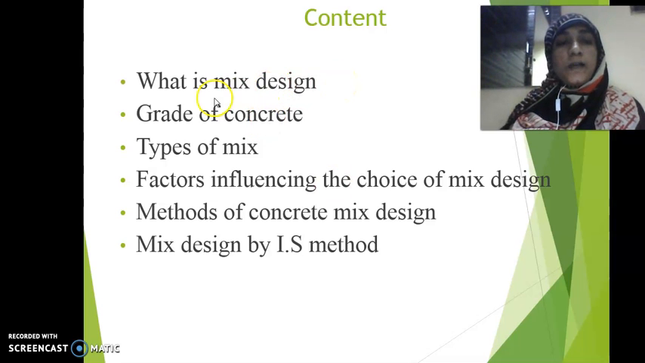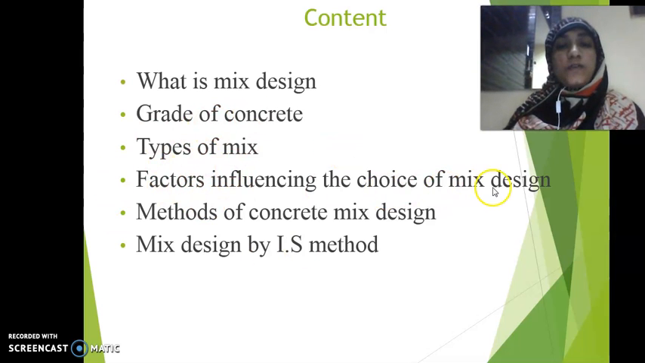The contents of this topic are: what is mix design? We should know the definition of the main topic, what is mix design. Then next, grade of concrete. I will explain what is grade of concrete. Then next, types of mix. There are three types of mixes: nominal mixes, standard mixes, and design mixes. Then factors influencing the choice of mix design, which means the factors that affect our design criteria.